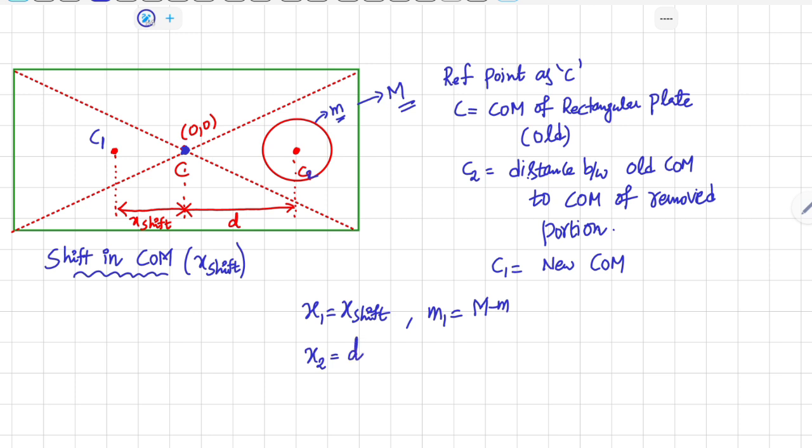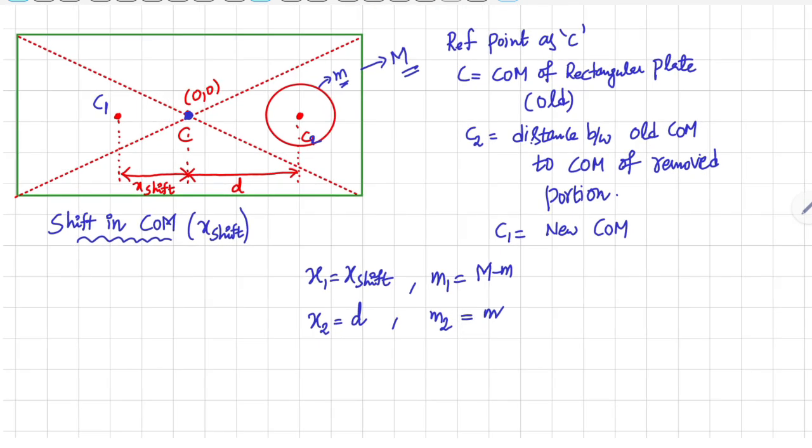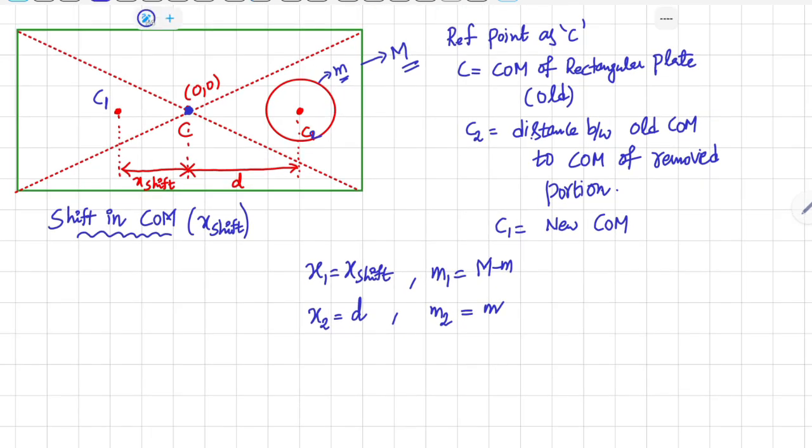From the diagram we got these x1 and x2 values. Now what is the mass of the removed portion? m2 is equal to small m. Now let me substitute these values in the generalized expression for finding the position of center of mass. So xcm is equal to m1 x1 plus m2 x2 by m1 plus m2. For convenience, we are doing it for the x-axis. You can apply the same thing for any axis and you will get the correct result.